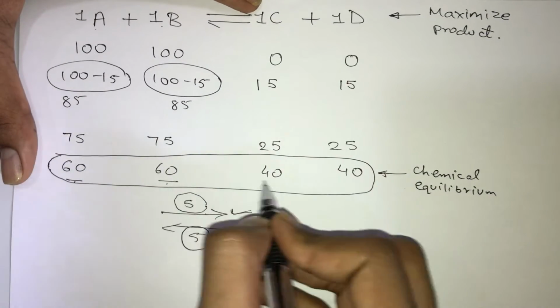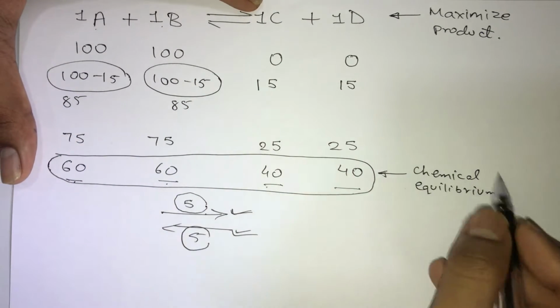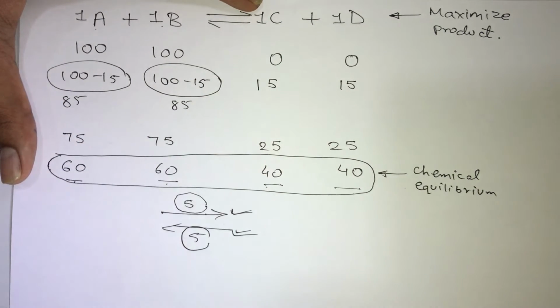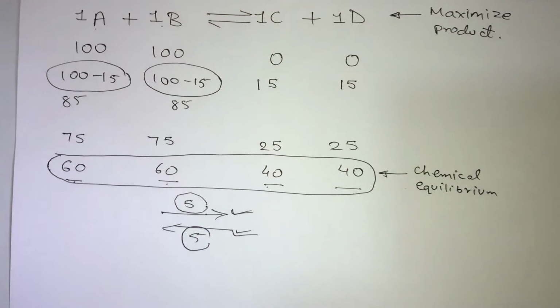This ratio of concentrations is now constant. It is not going to change. Why? Because chemical equilibrium has been now established, and same amount of C and D, whereas same amount of A and B is getting created in reverse.